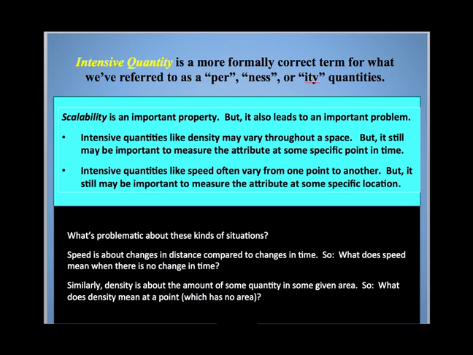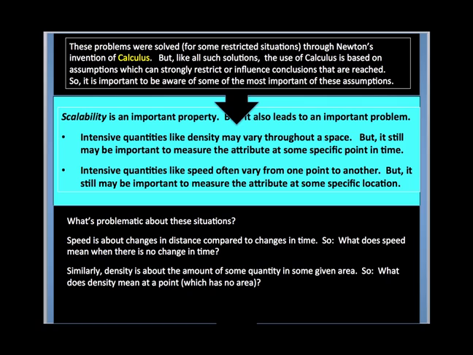Speed is about changes in distance compared to changes in time. So, what does speed mean when there is no change in time? Similarly, density is about the amount of some quantity in some given area. So, what does density mean at a point, which is no area? These problems were solved, for some restricted situations, through Newton's invention of calculus. But, like all such solutions, the use of calculus is based on assumptions which can strongly restrict or influence conclusions that are reached. So, it is important to be aware of some of the most important of these assumptions.